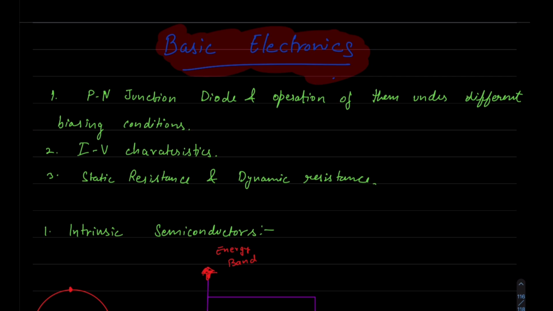So, in today's lecture and in this series, I'll be explaining basic electronics. And in today's lectures, we'll particularly be focusing on PN junction diode and operation of them under different biasing conditions, their IV characteristics, their static resistance, and dynamic resistance. I'll try to explain everything as clearly as possible.